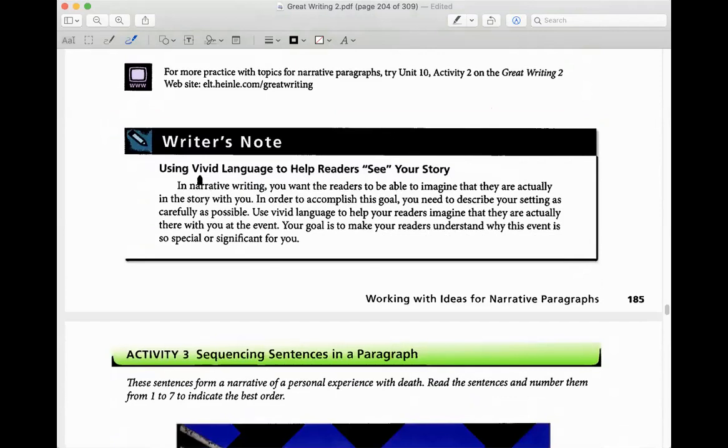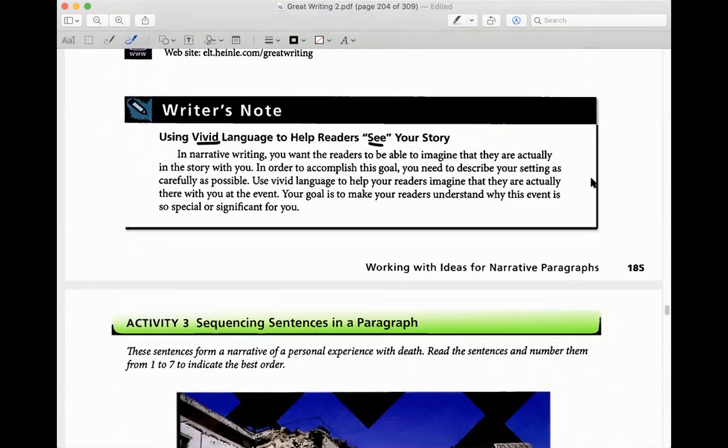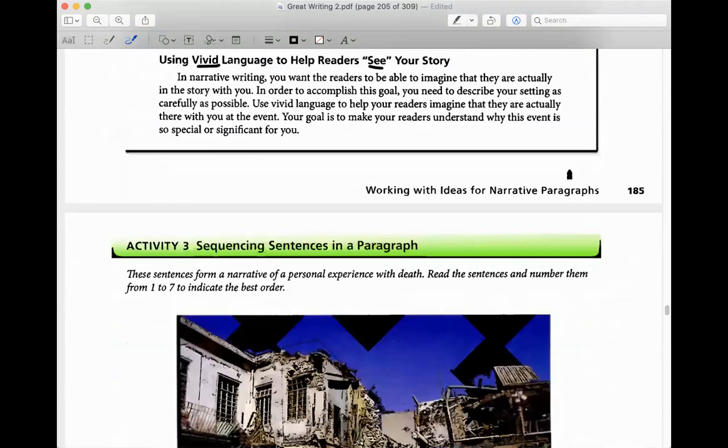Here we have a note about using vivid. When you hear the word vivid, think about very colorful or very clear language, because we want to help people see what's happening. So you'll need lots of adjectives to help you describe it.